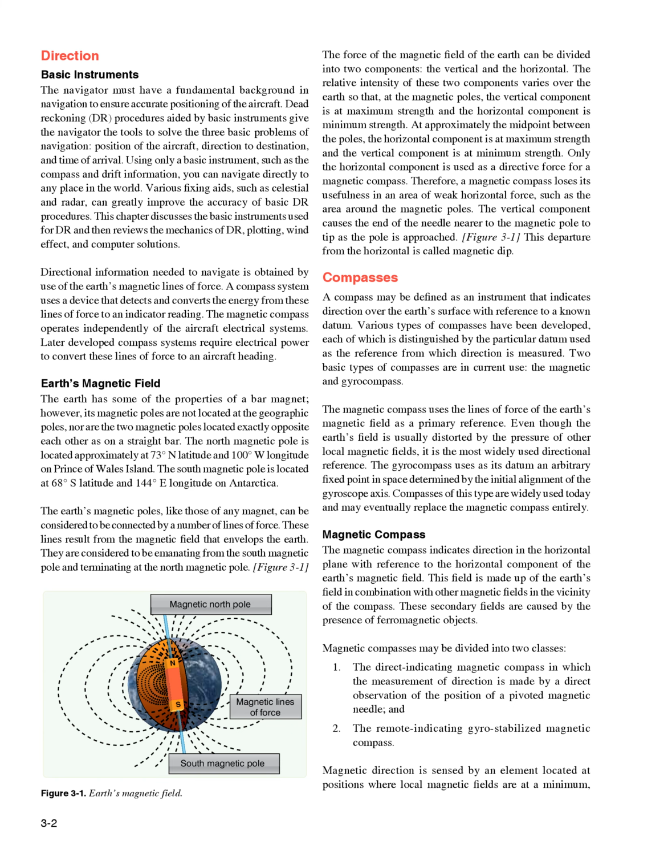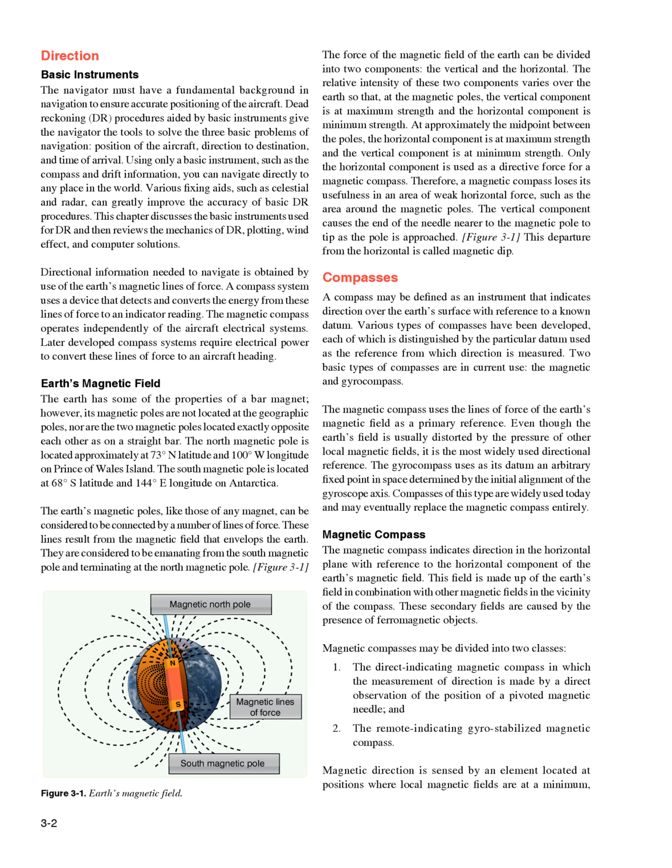Earth's magnetic field. The Earth has some of the properties of a bar magnet; however, its magnetic poles are not located at the geographic poles, nor are the two magnetic poles located exactly opposite each other as on a straight bar. The North Magnetic Pole is located approximately at 73 degrees north latitude and 100 degrees west longitude on Prince of Wales Island. The South Magnetic Pole is located at 68 degrees south latitude and 144 degrees east longitude on Antarctica. The Earth's magnetic poles, like those of any magnet, can be considered to be connected by a number of lines of force. These lines result from the magnetic field that envelops the Earth.